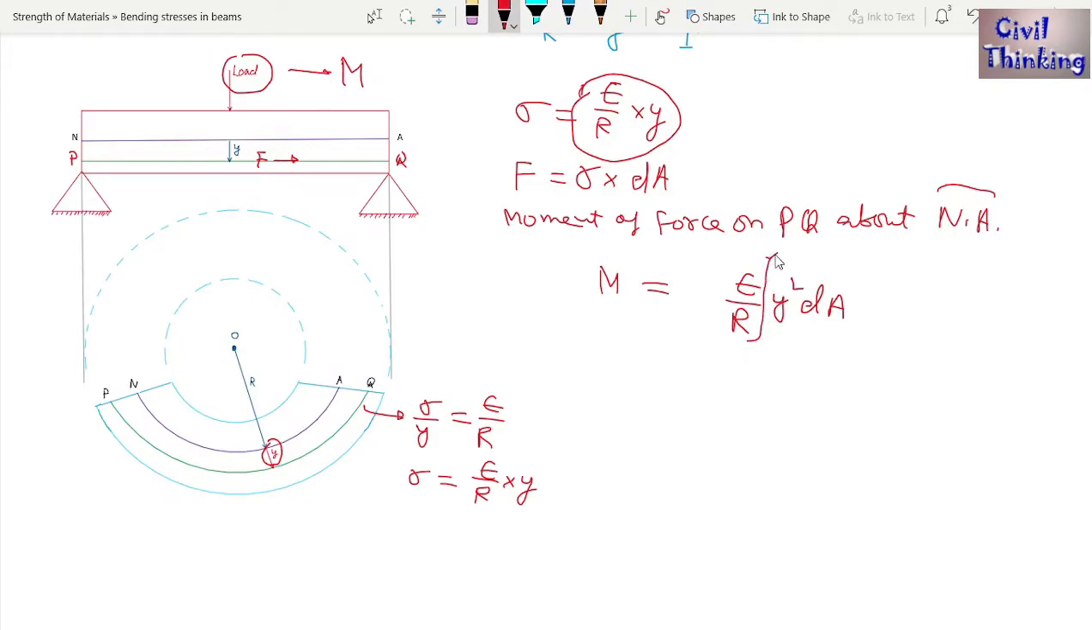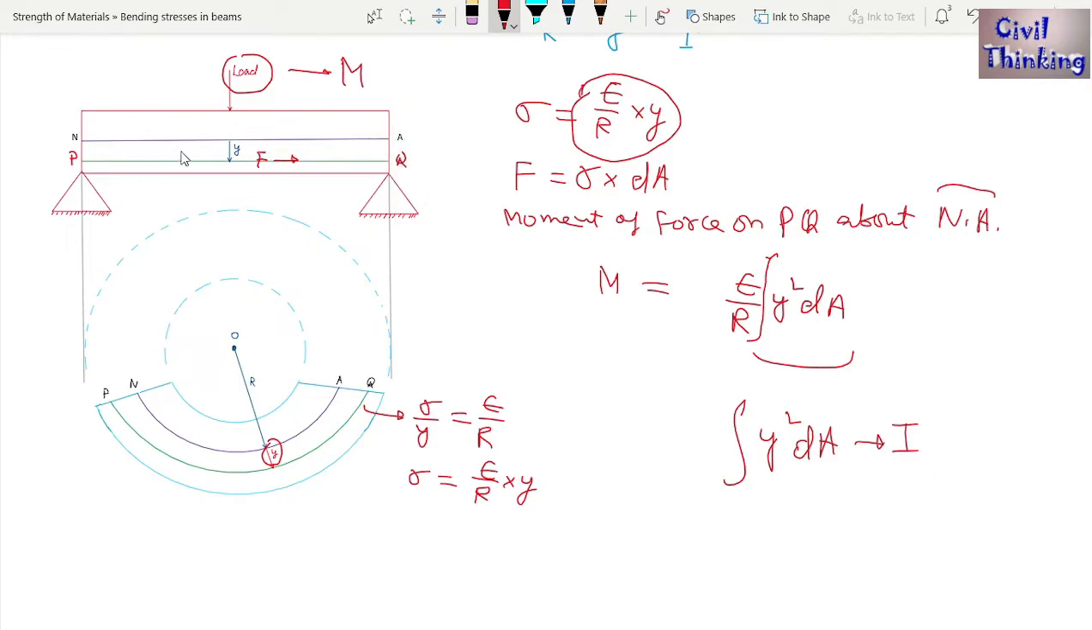Integration of this, right? Now we have this term, integration of y square dA. What is this? If you have watched my video lecture series on center of gravity and moment of inertia, you will understand this integration of y square dA is the moment of inertia, which is denoted by I, or the area moment of inertia of the section of this beam.